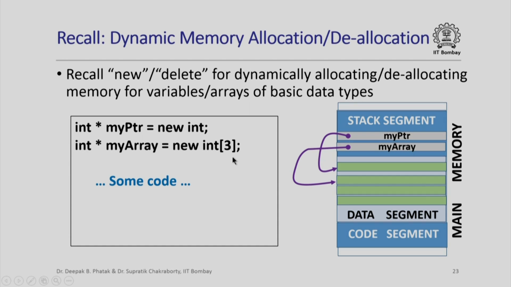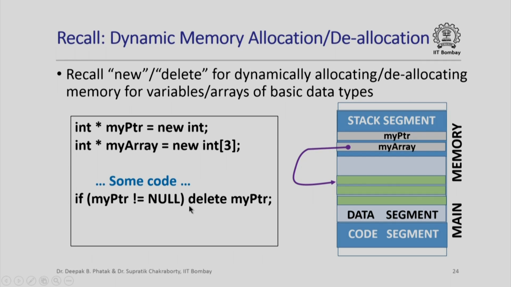The second assignment statement will allocate space for 3 integers in the data segment or heap, and it will return a pointer to the first location of the space allocated for these 3 integers, and that will get copied to my array. My array is of course a local variable of the function. It has its space allocated in the stack segment, and so now my array will start pointing to the first of these 3 integers allocated in the data segment or heap.